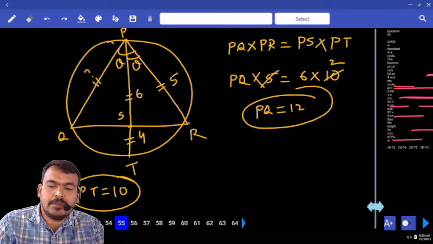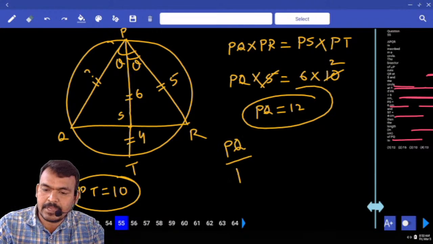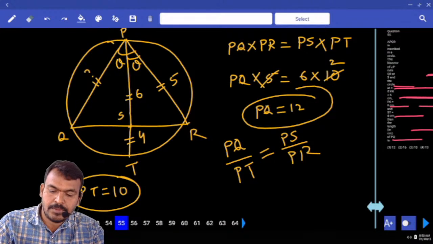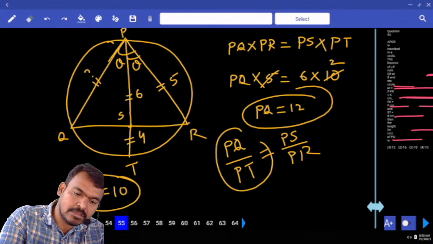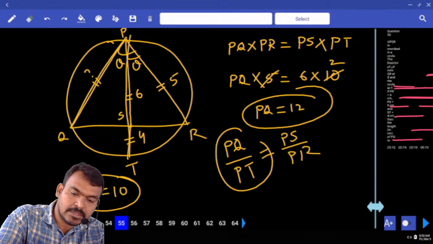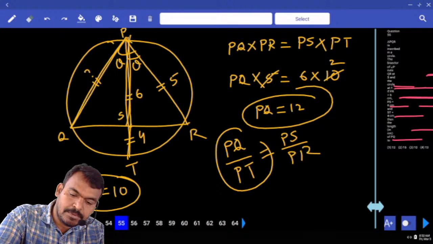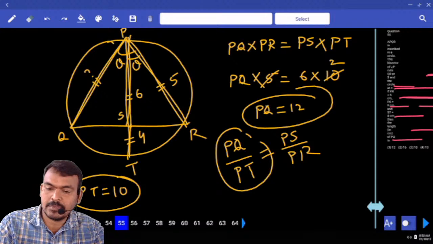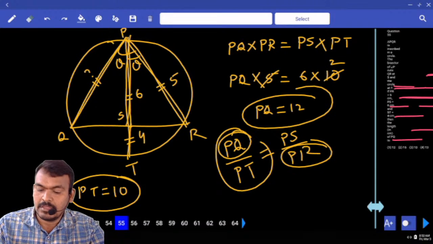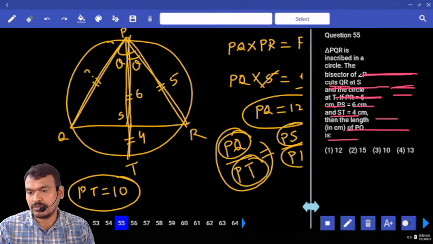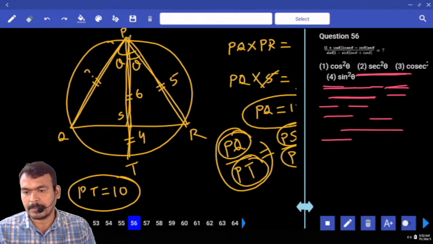Actually we write PQ by PT. It is equal to which one? PS by PR. PQ by PT, nothing but this side by PT side. And one more. PS by which one? PR. Okay. Just cross multiplication. PQ into which one? PR. That is equal to PT into which one? PS. Next question number 56.